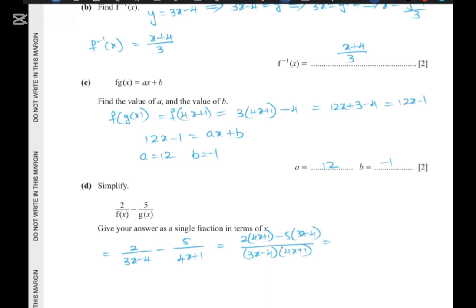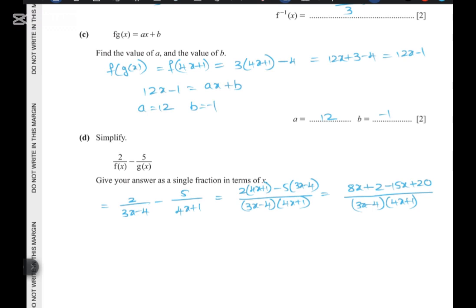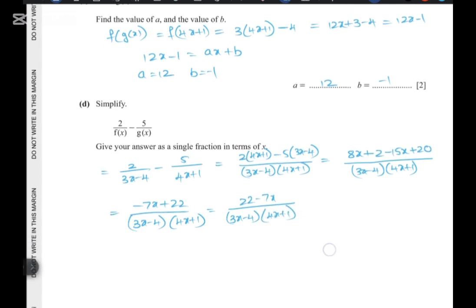So multiply the numerators and simplify them. 2 into 4x is 8x plus 2 into 1 is 2, minus 5 into 3x is 15x, minus 5 into minus 4 is plus 20, by 3x minus 4 into 4x plus 1. Now like terms need to be added and subtracted. 8x and minus 15x is minus 7x, and 2 plus 20 is 22, by the denominator, which you can write as it is, or you can even multiply it out. So here it is 22 minus 7x by 3x minus 4 into 4x plus 1. This is the answer.